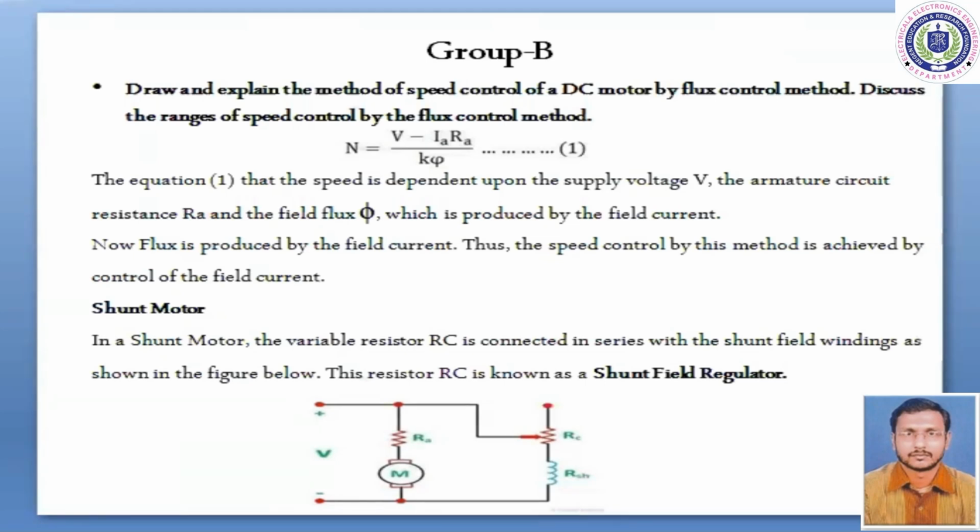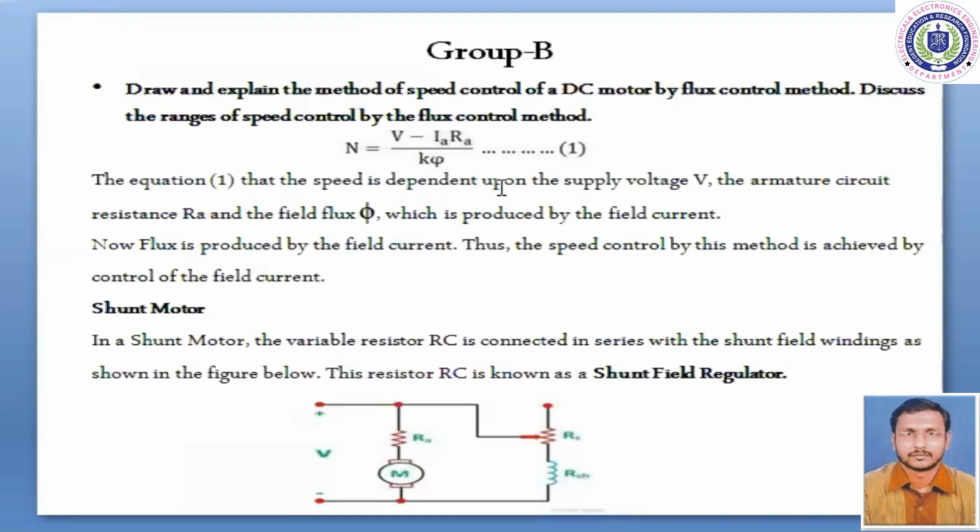Discuss the ranges of speed control by the flux control method. Before answering this question, we have to know what are the key points which we have to mention. First of all, you have to mention the speed equation of DC motor. Then you have to define the different parameters through which you can change the DC motor speed, along with the field flux control method.